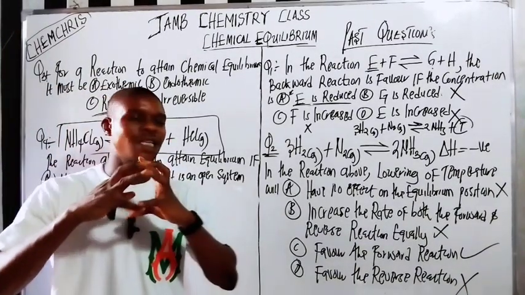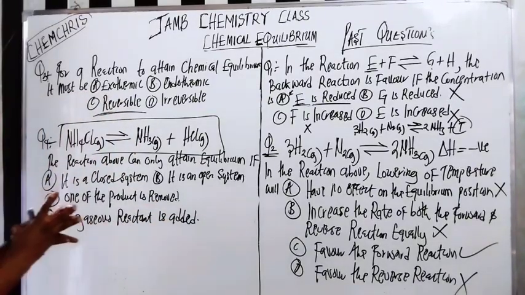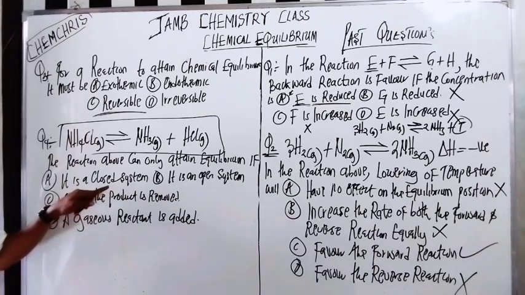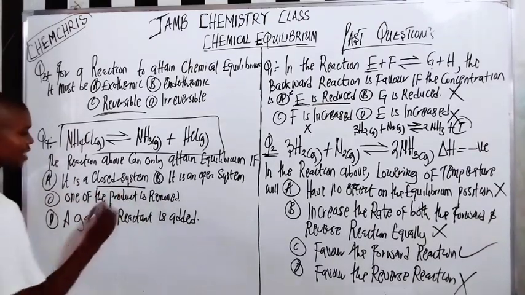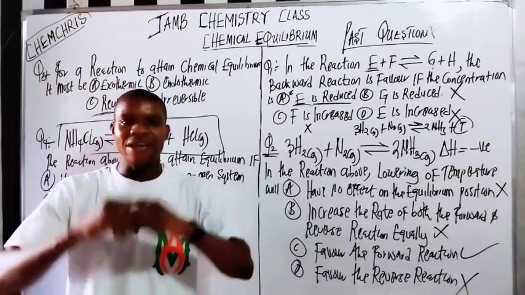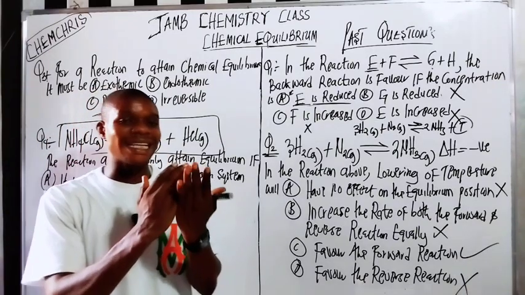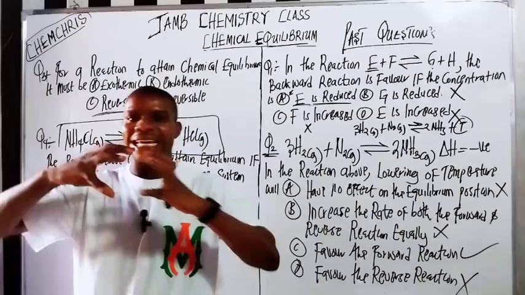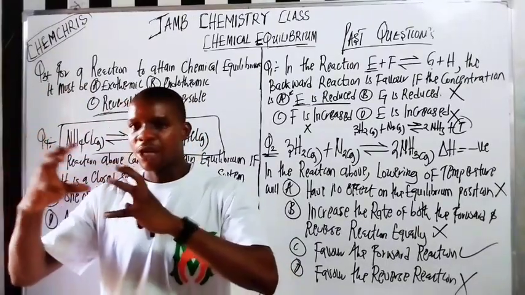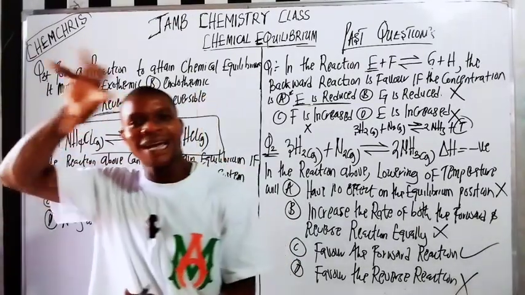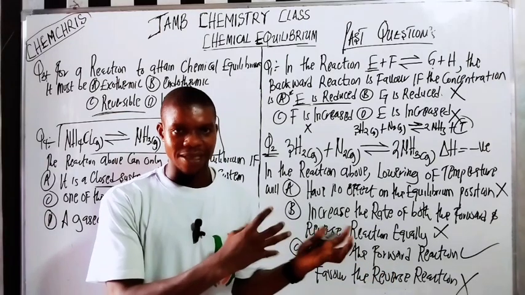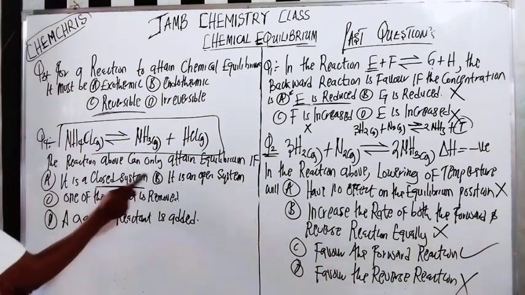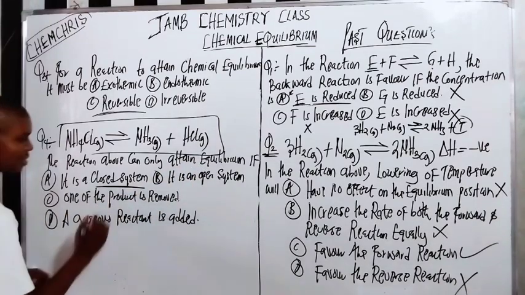A reversible reaction will always take place. Yes, a reaction can only attain equilibrium in a closed system. Because if it's an open system, as the reactant is reacting, it is losing. But in a closed system, the product cannot escape. Because it cannot escape, it also reacts back to form the reactant. So for a reaction to attain equilibrium, it must be a closed system.